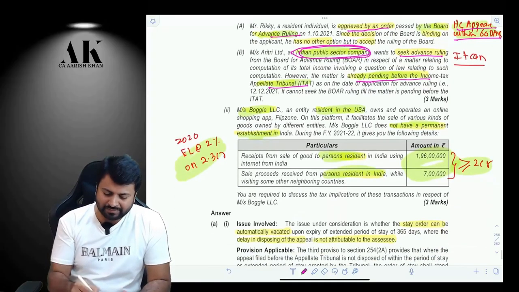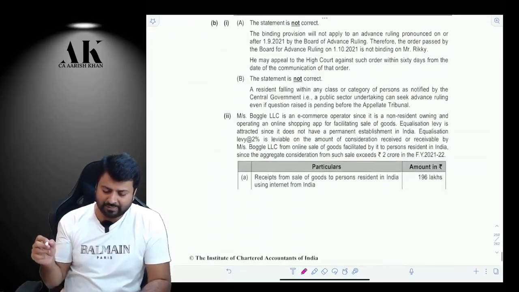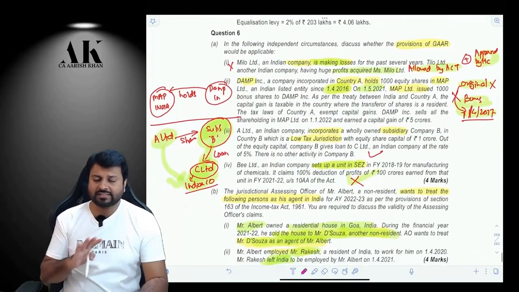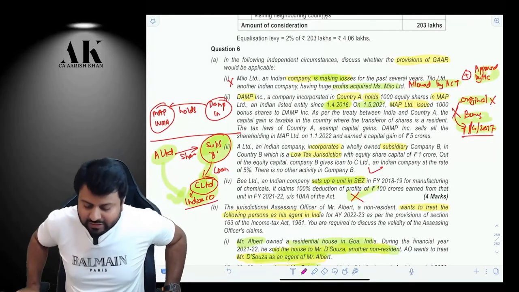The next question is a very simple question on equalization levy. You can see we have seen a lot of times such questions in the past exam papers. Okay. And one last question is there. That's it from my side. I will complete all the discussions which I was supposed to be doing with you all, the South India students, in English.